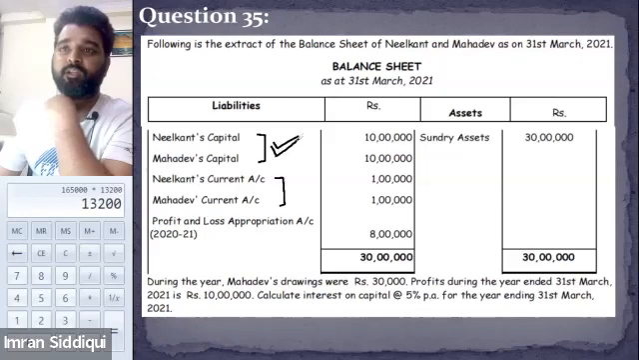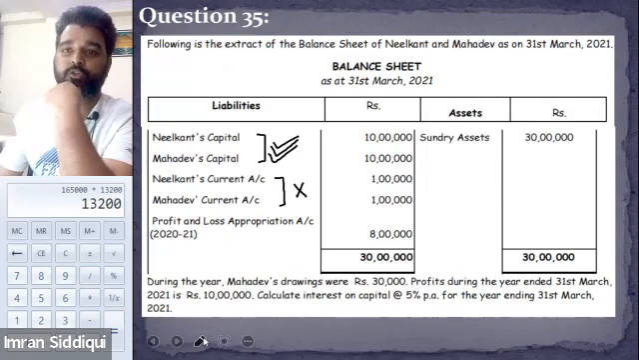We will be calculating interest on the capital account balance of the partner, ignoring the current account balances of the partner. The current account balance of the partner is not relevant for us. Is this clear? Am I clear? Yes or no?